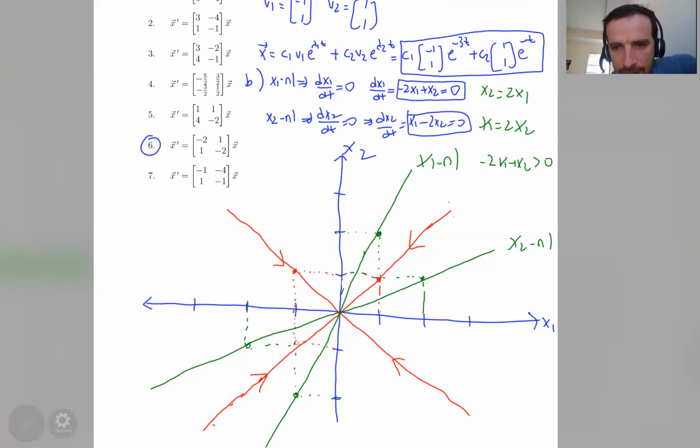This x1 null line is dividing the plane into 2 regions. Just pick an arbitrary point in a region. For example, let's pick this point, x1 is 1, x2 is 0. Plug it in: negative 2 times 1 plus 0, bigger than 0. Is this true? No, right? Which means on this part, it is negative.